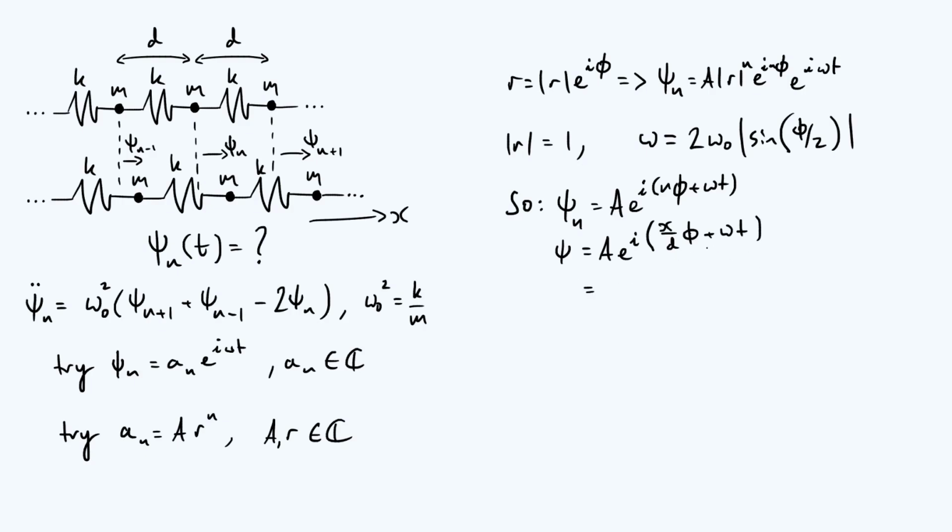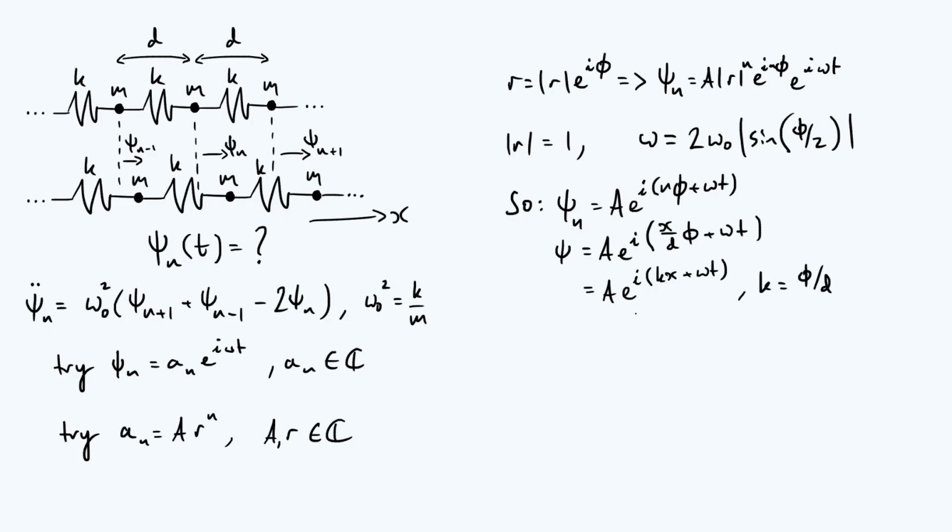And you can go one step further and redefine phi over d as a new parameter. So we've got A e to the i. Let's call phi over d k. So we've got kx plus omega t. Make a note that we defined k to be phi over d.